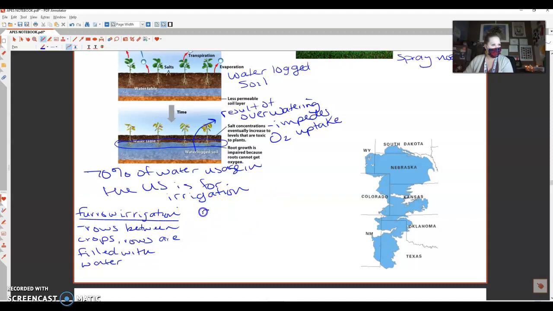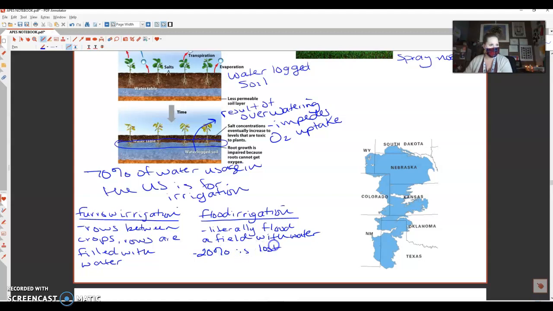The next type is what we call flood irrigation. You can imagine what that is just by the name of it. With flood irrigation, we literally flood a field with water. There's a massive problem with this, though, is that 20% of this water is lost to evaporation. So it's not a great method.